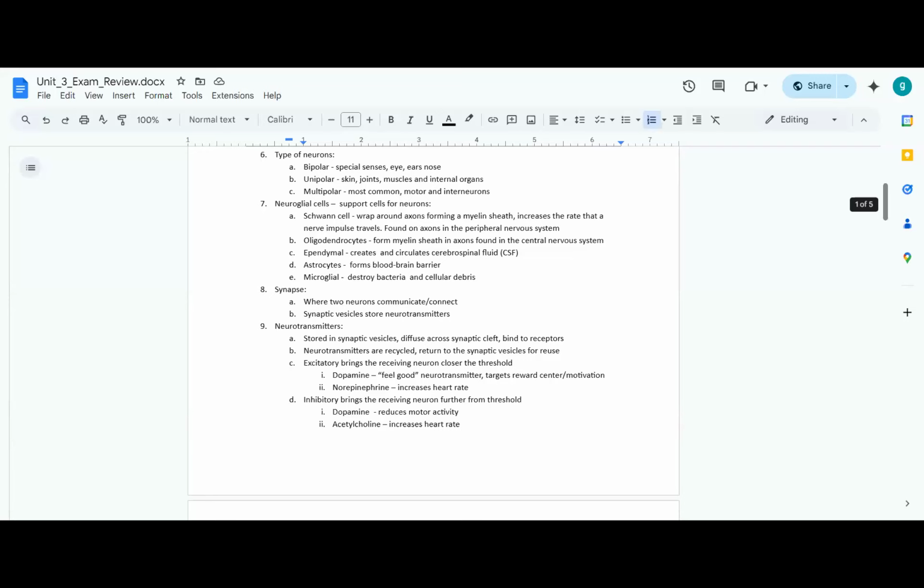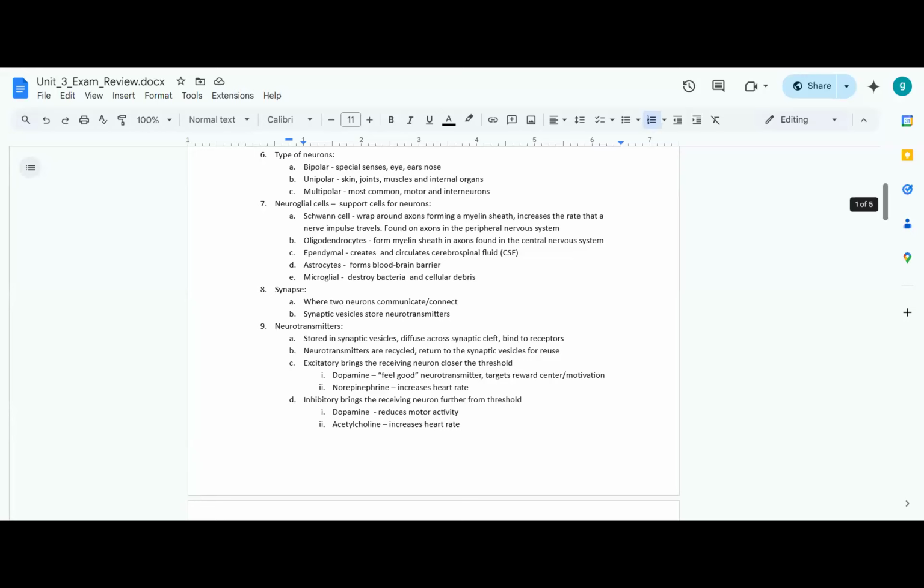These are cells that support the neurons. Right? Schwann cell, we looked at that in lab. It makes the nerve impulses able to move more quickly. Okay, oligodendrocytes. These are the cells in the central nervous system, in your brain, that form the myelin sheath. So it's a little different than the Schwann cell.